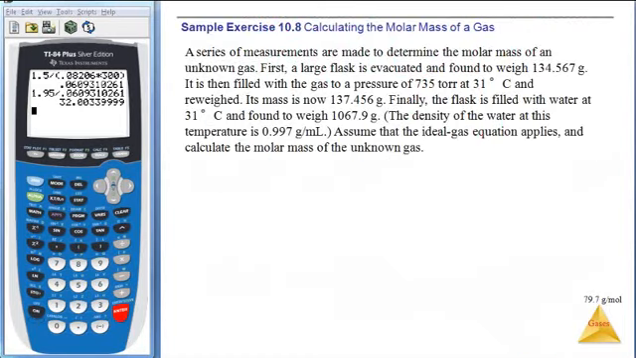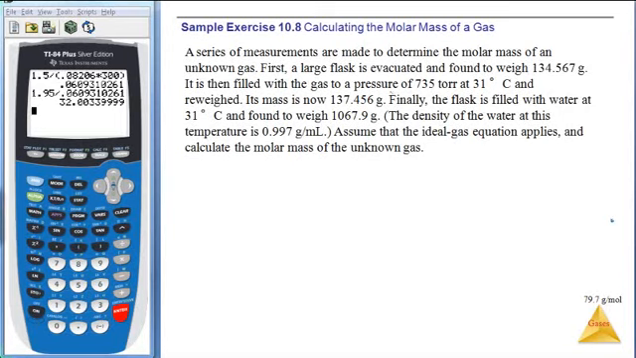All right, the molar mass of a gas. A series of measurements are made to determine the molar mass of an unknown gas. This is actually a nice problem for stoichiometry and everything else. I'm just doing a bunch of stuff we've learned about.